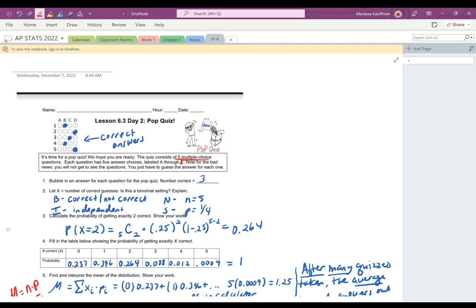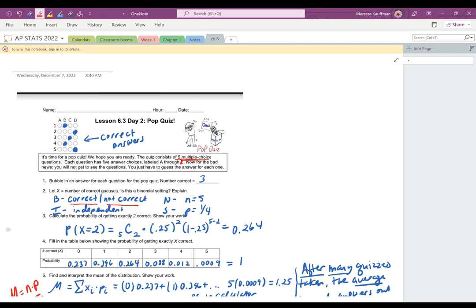So question number 2 asks us, let x, that's our value, be the number of guesses correct. Is this a binomial setting? Let's go ahead and double check that here. Binomial means we have a scenario where there's one or another option only. We only have 2 different variations to look at. And what we are looking at for each question is if we got it correct or not correct. So that's how we make it a binomial distribution. We have correct or not correct. So that makes it binomial.